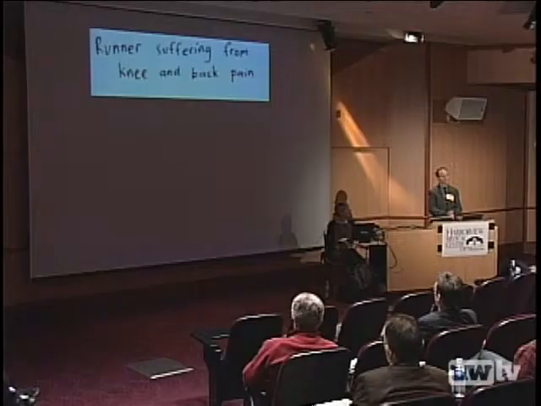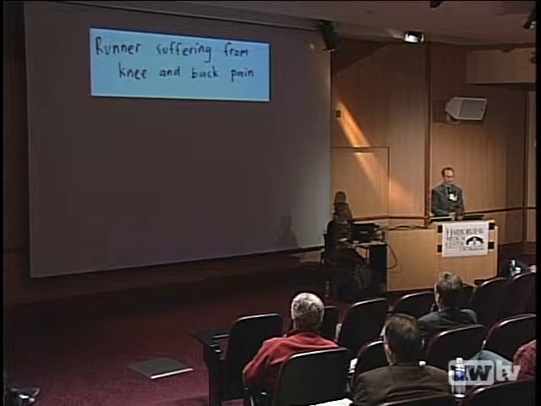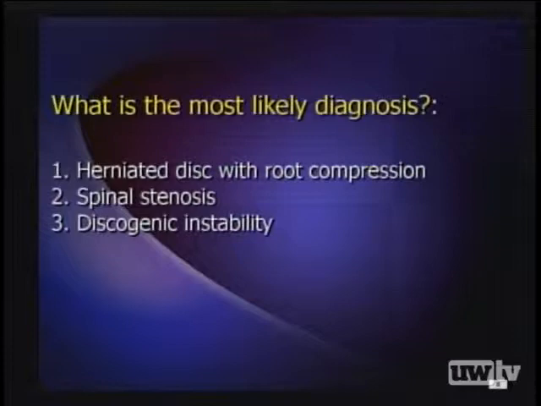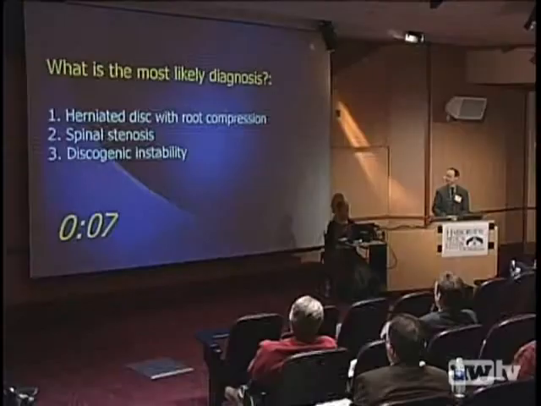So I just want you to imagine for a second that you're seeing a patient in your office who is a runner and has knee and back pain, and think a bit about the differential diagnosis for this sort of patient. And actually, here's our first audience response question. So what's the most likely diagnosis, given the very limited information that you have? Herniated disc with root compression, spinal stenosis, or discogenic instability? Just to see how people would answer.